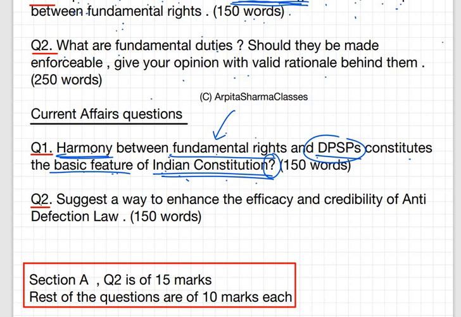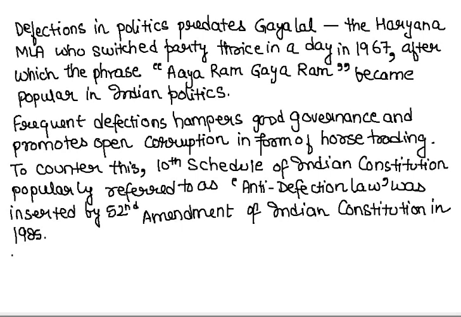Question number 2. Suggest a way to enhance efficacy and credibility of anti-defection law. It has been in news so many times. First, we can explain what defection is. We know that defection in politics, this has been taken from NCERT. ये हमने पूरा NCERT से लिया है, NCERT class 11.